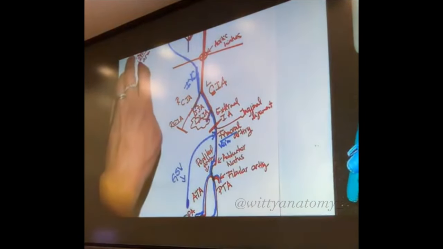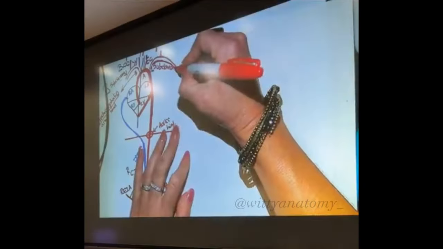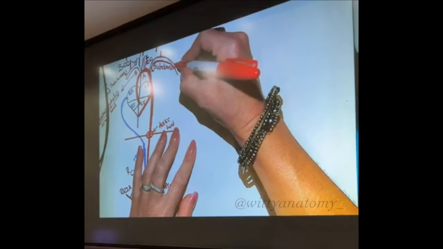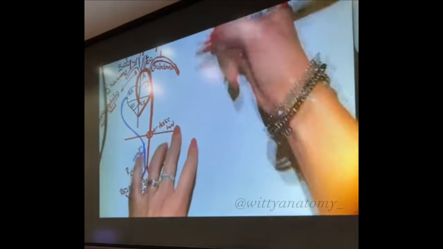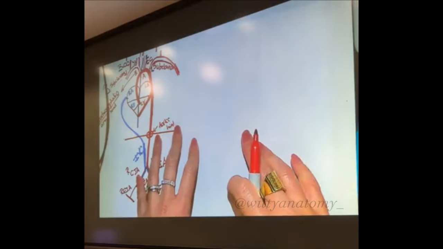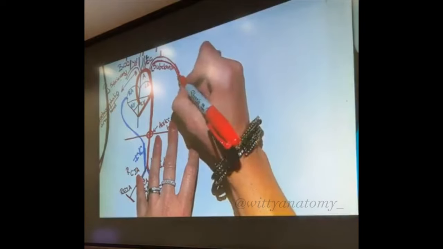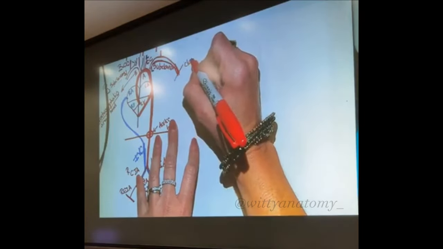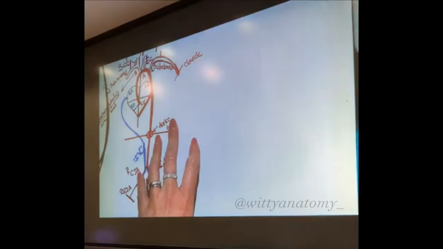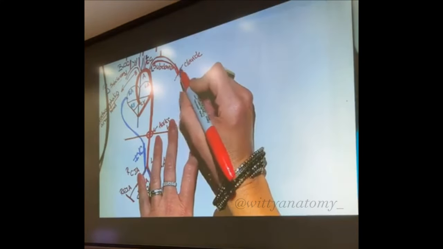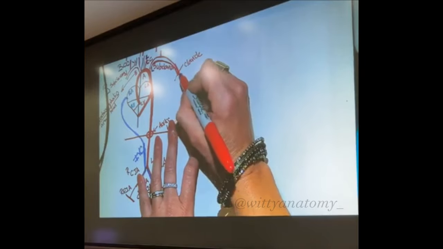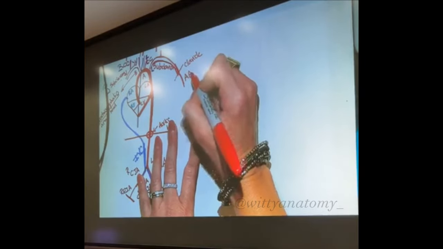Guess what? We have upper limbs as well. The right subclavian artery. We are taking blood to our upper limb. The right subclavian artery will pass underneath the clavicle or the inferior border of the first rib. And when that happens, the subclavian artery will become the axillary artery.